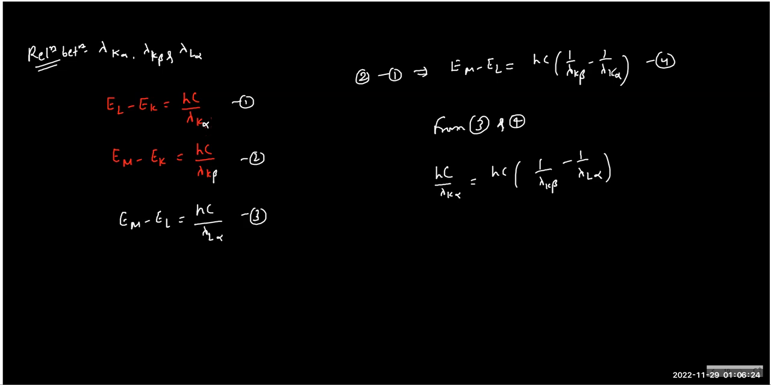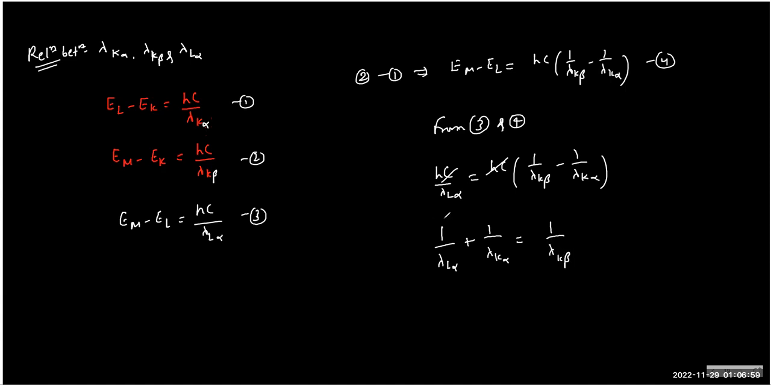I made a mistake there. So 1 by lambda L alpha plus 1 by lambda K alpha is 1 by lambda K beta. This is a famous relation that you will come across in various examinations and HC Verma, of course. This is clear? Yes, sir. So the first kind of question that you will come across is relating these terms like K alpha, K beta, L alpha. So some sort of relation you will come across.